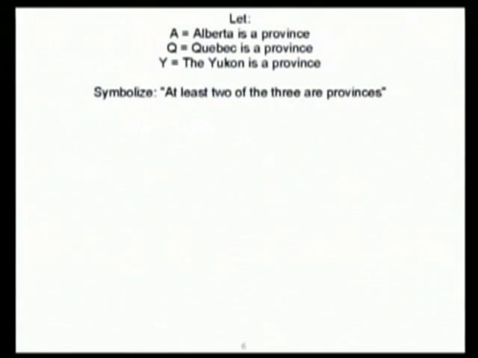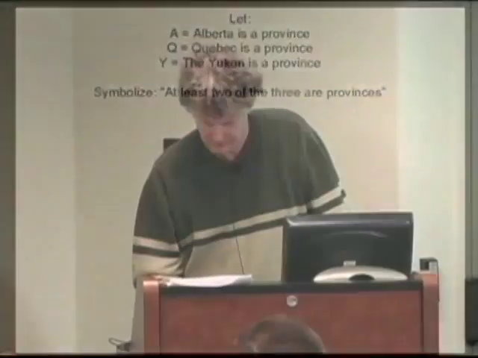So now I'd like you to try a slightly different quantification problem. Try that one. Suggestion? A and Q or A and Y or Q and Y.